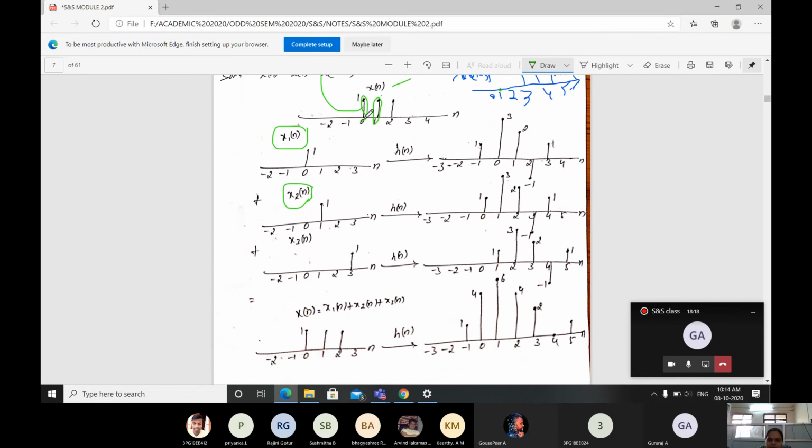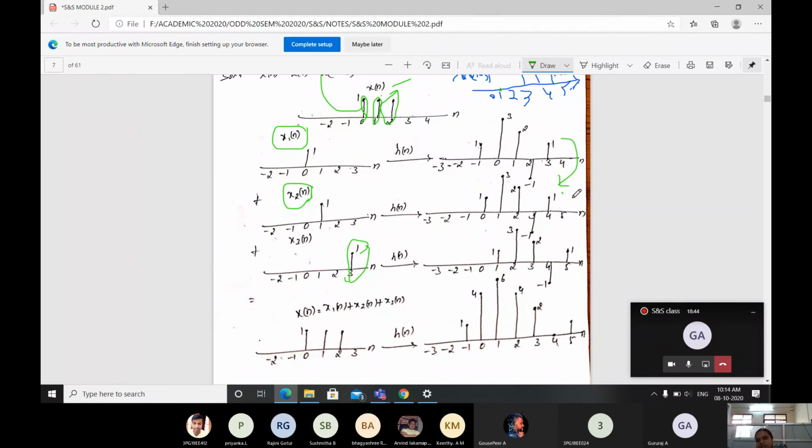Then we are going for the third sample. If there is one more sample, go for one more step. Take that one more sample, and then h of n is again going to be shifted. You should not shift the original signal, you have to shift the shifted one. Okay, this is shifted, and you will be getting it like this.